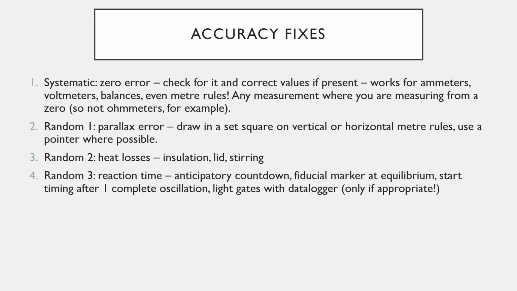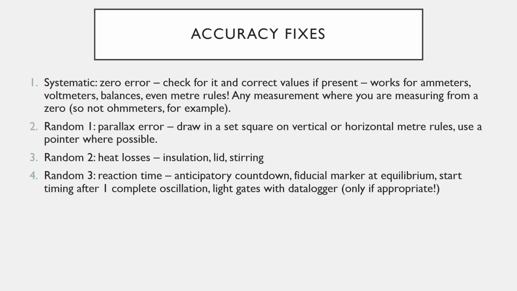You are using a fiducial marker at the equilibrium position because that is where the pendulum or the trolley or the spring is moving fastest. And also because you can't have it at the extremes because, of course, the amplitude of your oscillation is going to decrease over time. So you need it at the center. Another idea is to start your timing after you've done one complete oscillation just to ensure you didn't add an extra force by pushing it. And so you know then that after one complete oscillation, it's in its true oscillation.